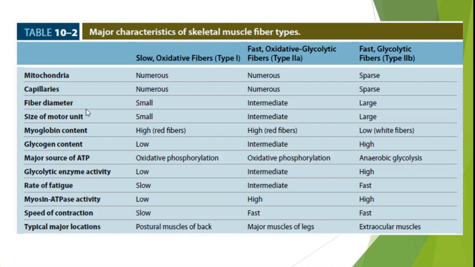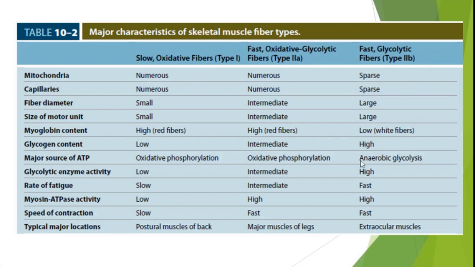So para mas maintindihan natin, meron tayo ditong table 10-2, the major characteristics of skeletal muscle fibers. Okay. So in terms of mitochondria, the presence of mitochondria sa slow or type 1 numerous, sa type 2A numerous din, and type 2B sparse. Capillaries numerous, sparse sa type 2B. Okay? So basahin nyo na lang ito.